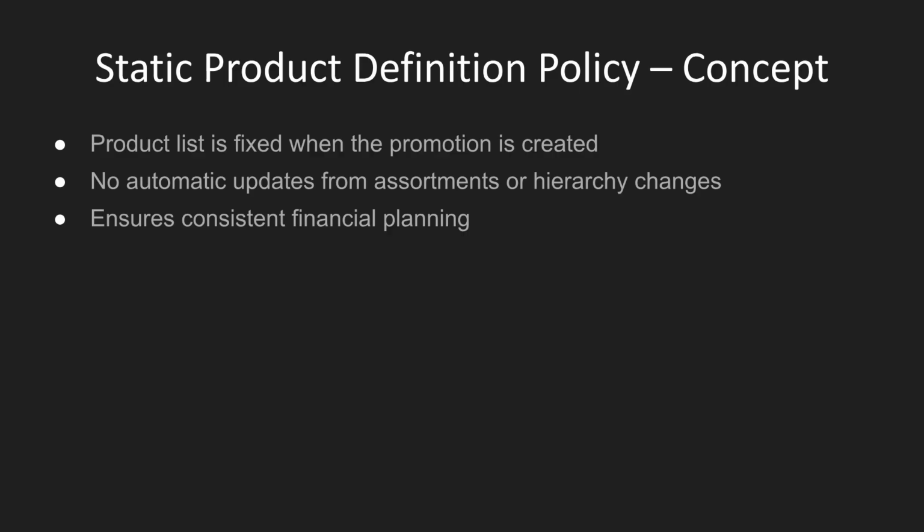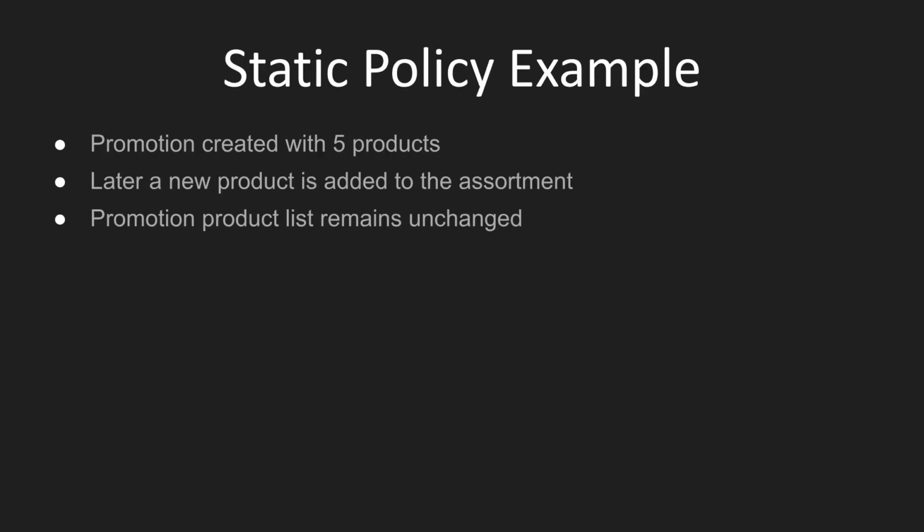Static Product Definition Policy concept. In the static policy, the promotion product list becomes fixed at the time of promotion creation. Even if assortments or product hierarchies change later, the promotion product list remains unchanged. Static policy example. Imagine a promotion created with 5 products. If a 6th product is later added to the assortment, the promotion will still only contain the original 5 products. This ensures consistent financial calculations.